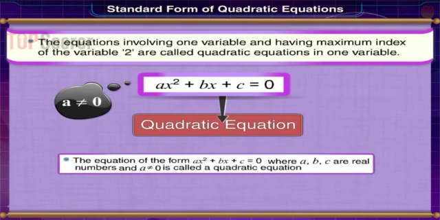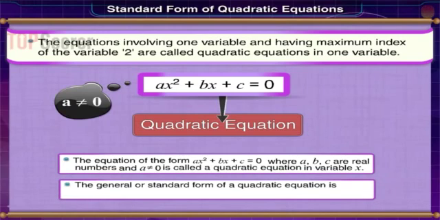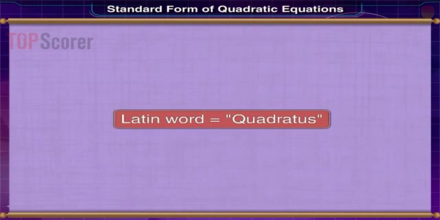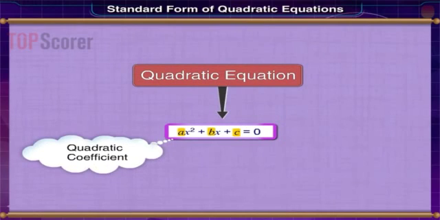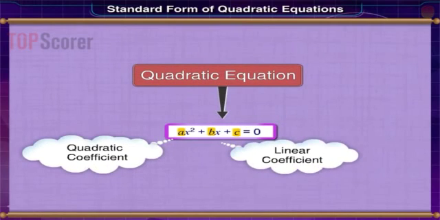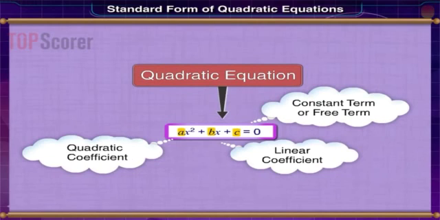The general or standard form of a quadratic equation is ax square plus bx plus c is equal to 0. The term quadratic comes from the Latin word quadratus, which means square. In the quadratic equation ax square plus bx plus c is equal to 0, the constants a, b and c are called the quadratic coefficient, linear coefficient and the constant term or free term, respectively.